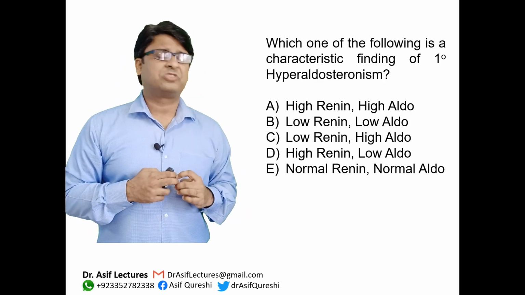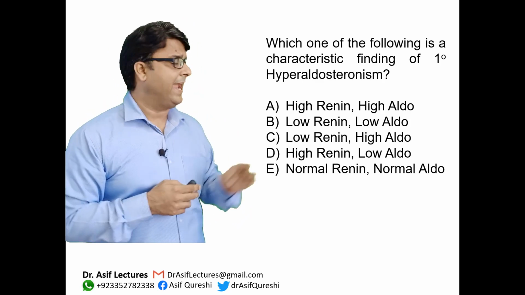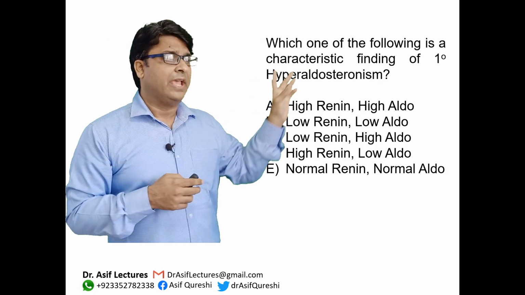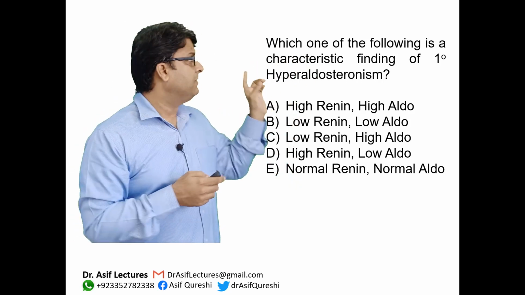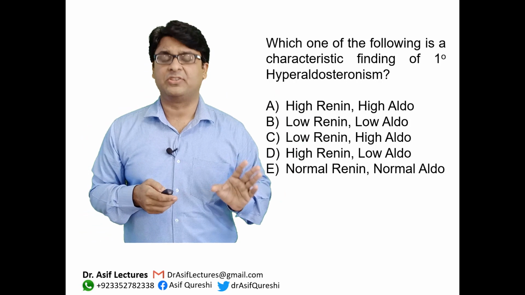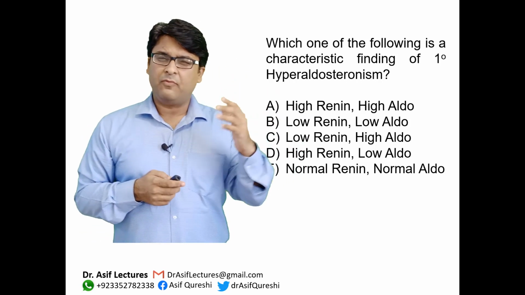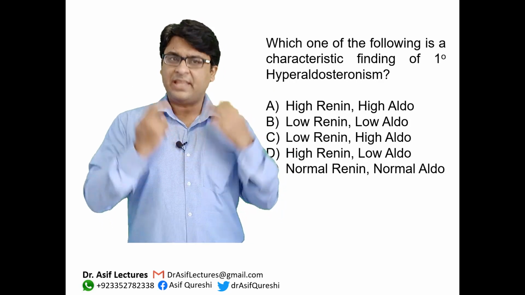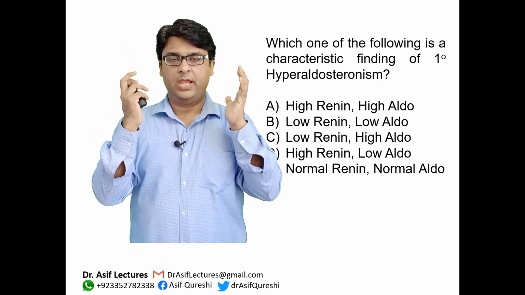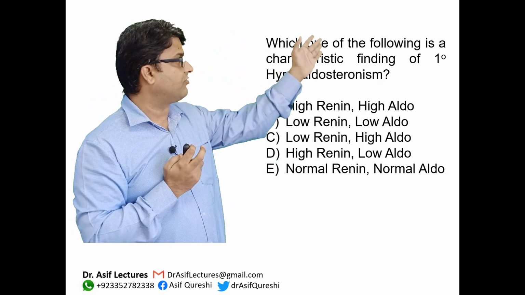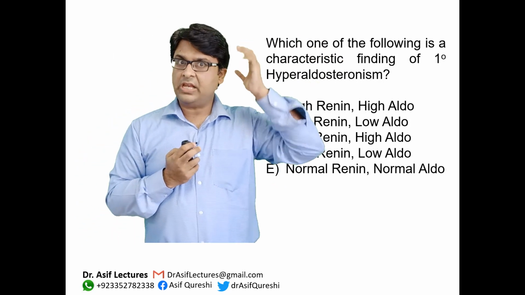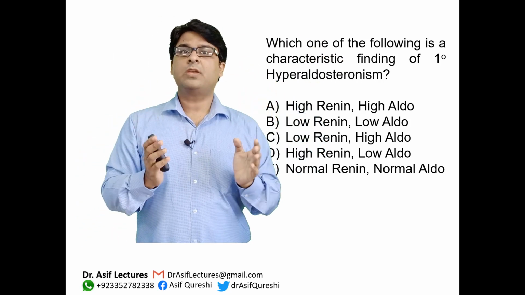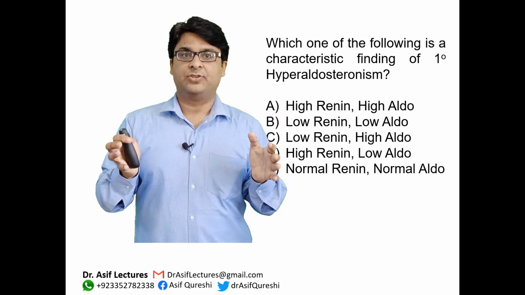Okay, another pretty straightforward level 1 question. Look here, which one of the following is a characteristic finding in primary hyperaldosteronism? Now let's talk about it. Whenever I solve questions, I first of all study the vignette and then figure out in my head, where are we? When we talk about primary hyperaldosteronism, it should be very clear in my head that there is something wrong within the adrenal gland.